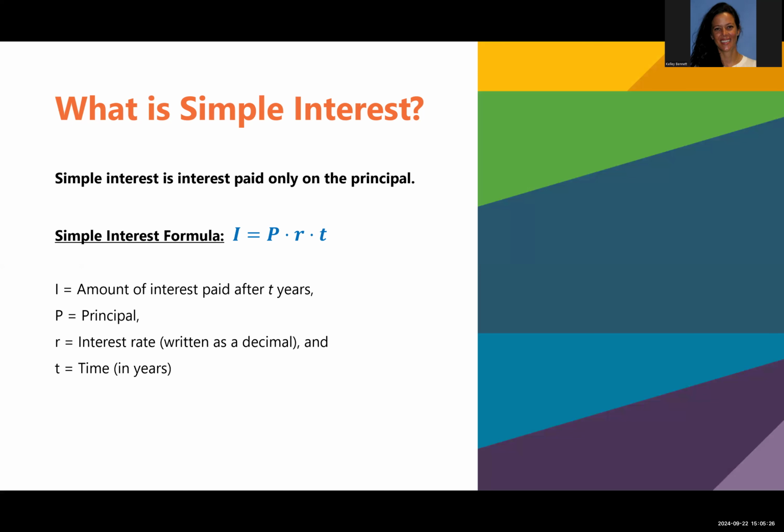So our formula is I equals P times R times T. I is the interest, P is the principal, R is the interest rate, and we need to be very careful to write this as a decimal. T is the time in years. Also need to be careful here, making sure that our unit is years.